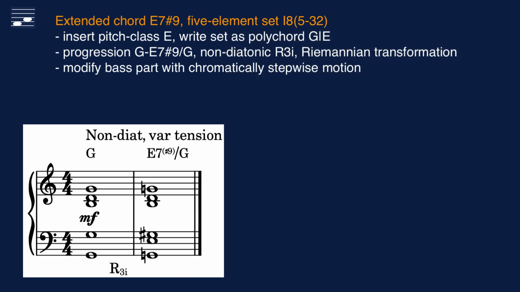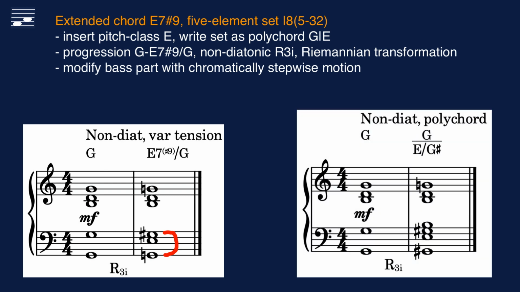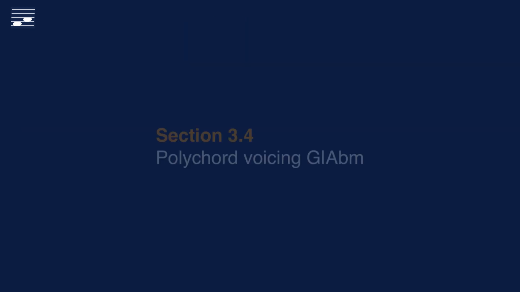In case you, like me, would rather prevent the minor 3 chordal function lying below the major third G sharp, especially in this low register, modify the bass part and introduce chromatically ascending stepwise motion, as shown here on the right. Obviously, now we have left the original Enochord.